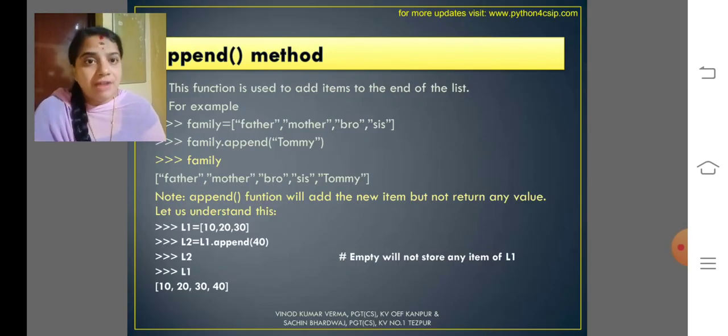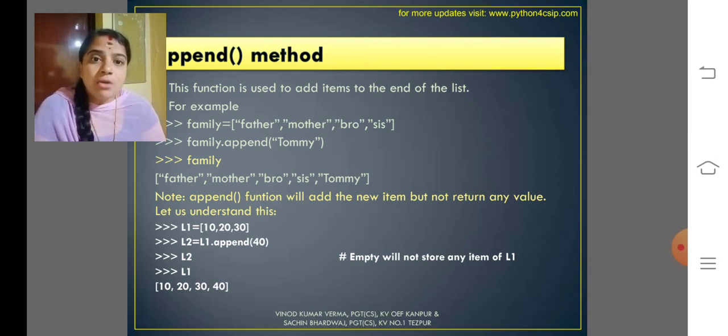Then the append function. My dear children, look at the example. I have a list called family, within which I have the list elements like father, mother, bro and sis. Within that I used append. Family is the list object and append is the list function. Append Tommy. So what happens? Tommy will be added at the last. The append function will add the new item but not return any value.